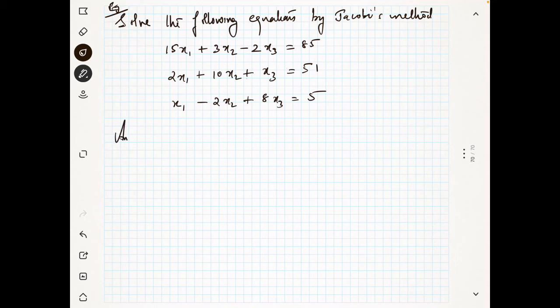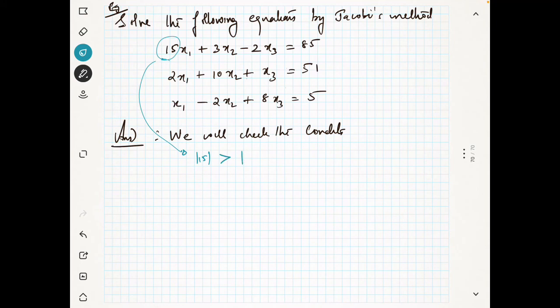So first I am going to solve this. We will check the condition first. You see here, I will take this equation, and from this I will check this number. So it's the magnitude of 15, whether it is greater than the magnitude of 3 plus the magnitude of 2. So this becomes 5. The magnitude of 15 is greater than 5, right? So this condition is okay.